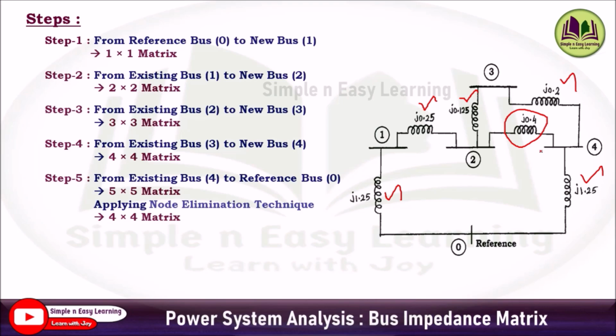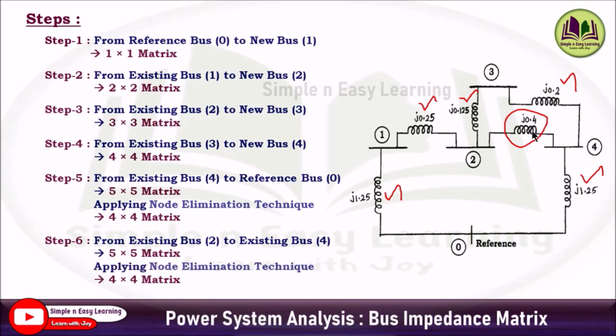So now in the 6th step, we are going to consider this reactance, from existing bus 2 to existing bus 4. Between them a reactance of J0.4 is connected. So again the matrix becomes a 5 cross 5 matrix. Again we are going to apply the node elimination technique and bring the final answer to a 4 cross 4 matrix. So these are the steps to be followed to solve this problem. Now we will see them one by one.